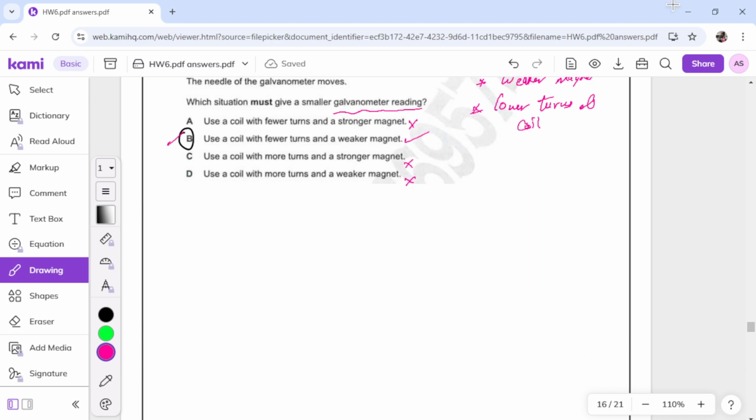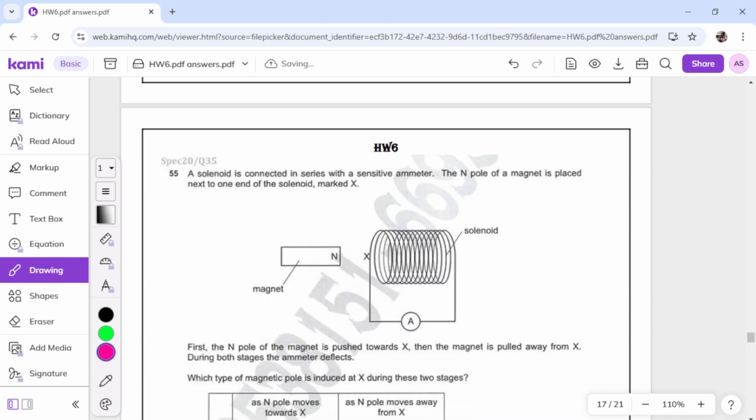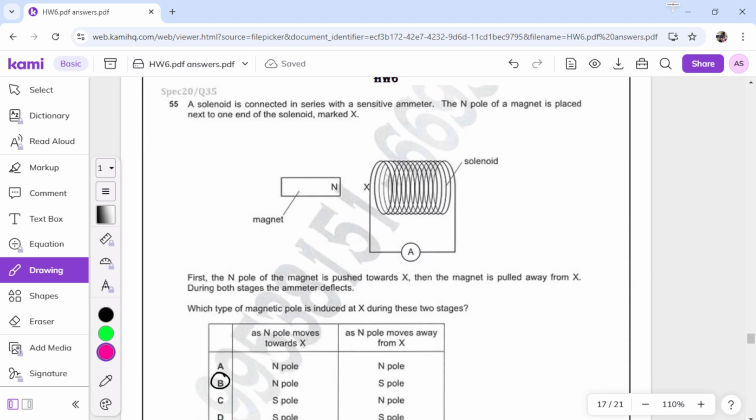So B is correct. Now let's move to the next. A solenoid is connected in series with a sensitive ammeter. The end pole of a magnet is placed next to one end of the solenoid marked X.